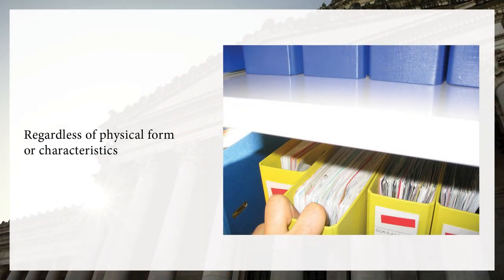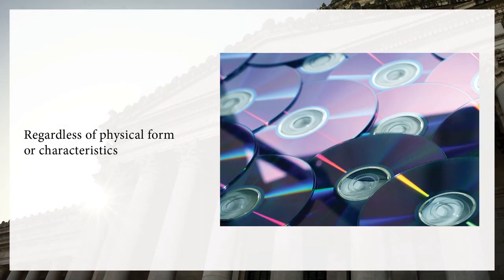But the PRA also applies to electronic records. You may recall that the definition of public record is any writing related to the conduct of government, which is prepared, owned, used, or retained by any state or local agency, regardless of physical form or characteristic.